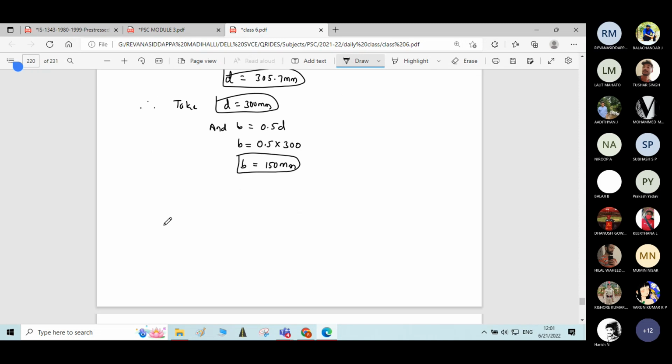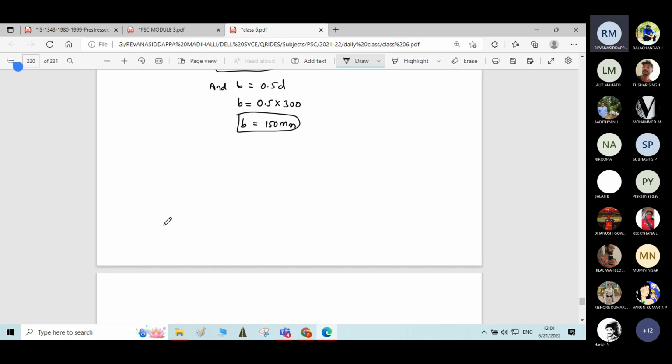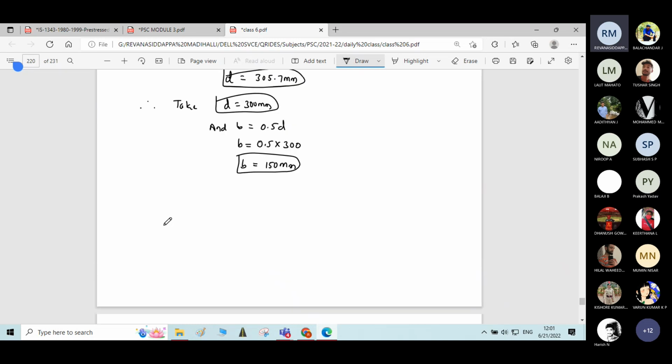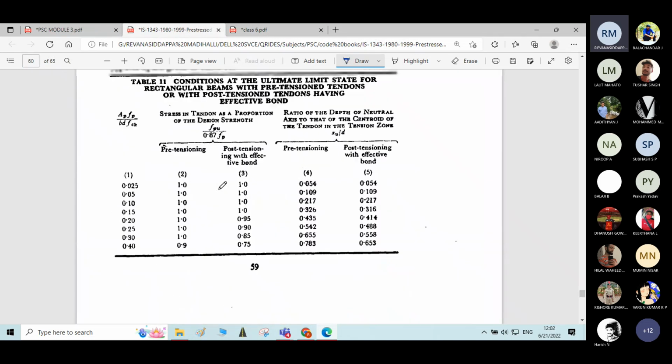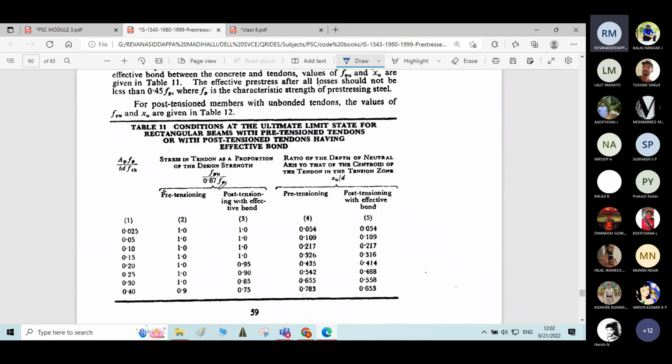Correct. Now what next? We have to find area of pre-stressing steel. Okay. Now cross-sectional dimensions are fixed. Width and depth of the member is fixed. What next? We need to design the reinforcement. We need to design the pre-stressing steel. Okay. Let us see how to decide the area of pre-stressing steel required. Okay. Again, we have to use this IS 1343 table for deciding this area of pre-stressing steel.